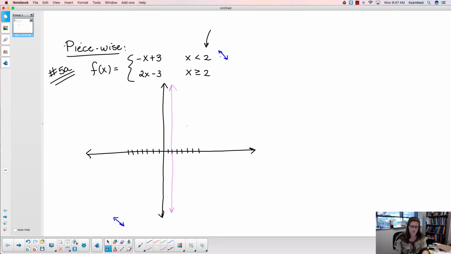For the other one, it's a line too, has a positive slope this time, so I should expect something like this on this side. Now, as far as open and closed circles, the top one has an open circle because it's strictly less than. Bottom one has a closed circle because it's greater than or equal to.